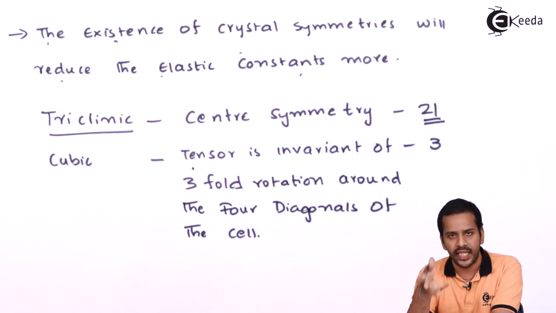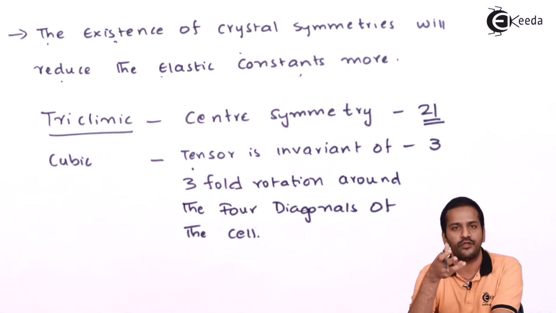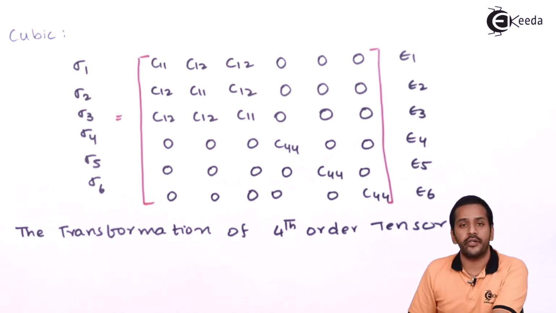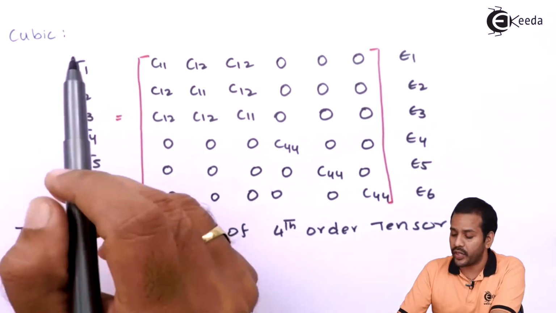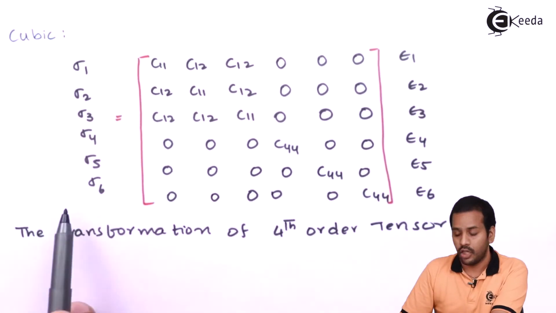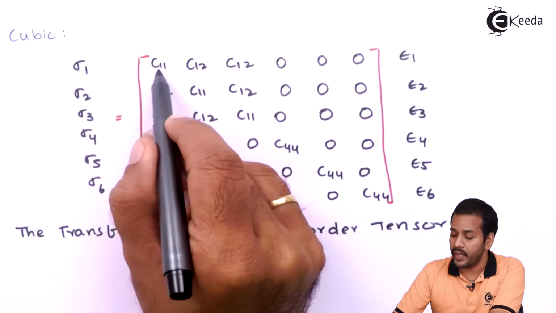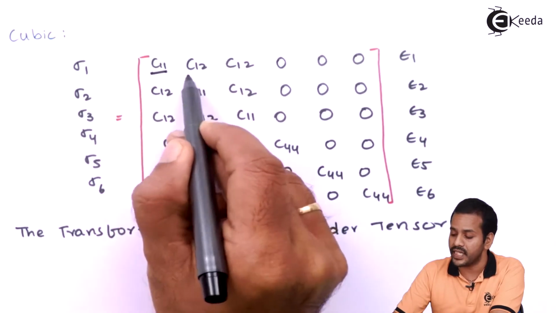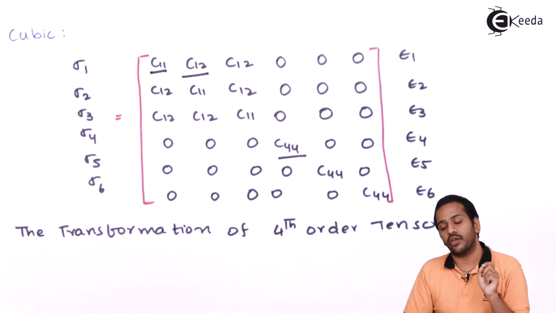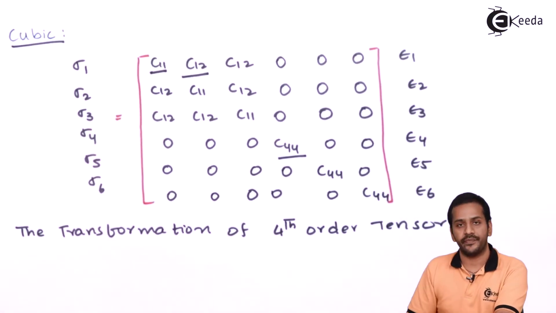Then by applying these rotations on the stiffness tensor, which is a fourth order tensor, it will be reduced to only three constants. So this is how the cubic symmetry looks like. In the contracted notation, these are the six strains and six stresses. Now the stiffness tensor, if you observe, the independent ones are C11, C12 and C44. We only have three independent elastic constants in the case of cubic symmetry.